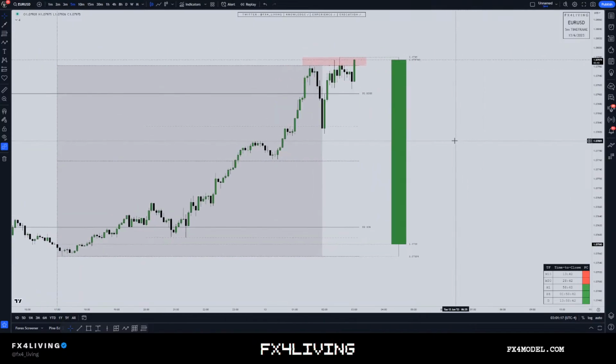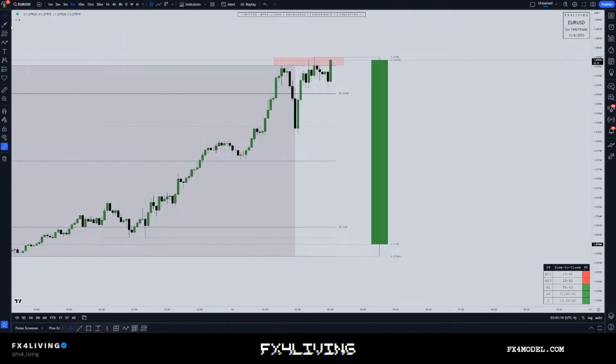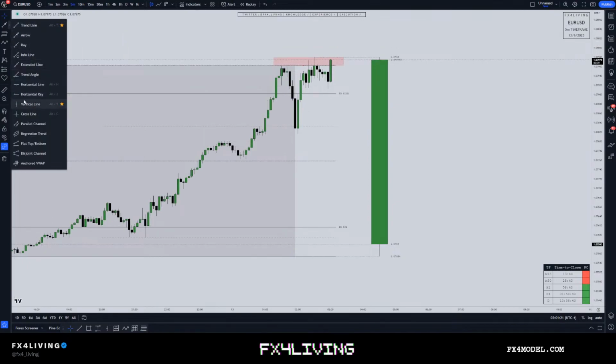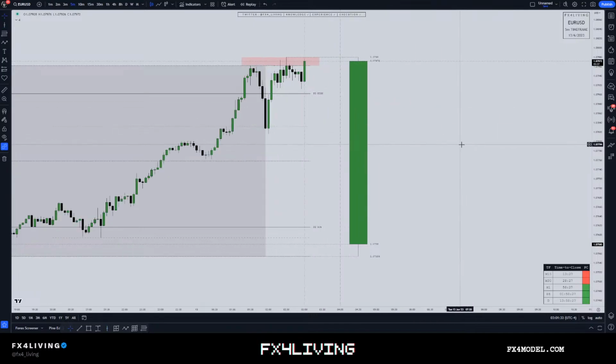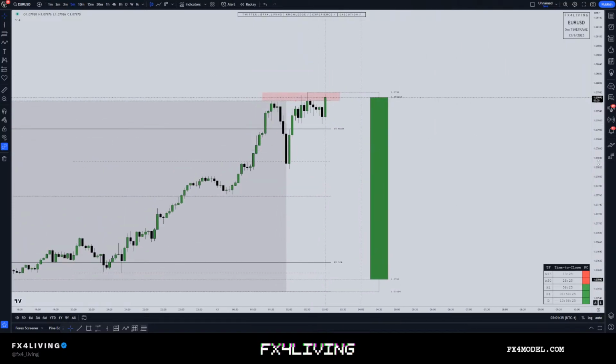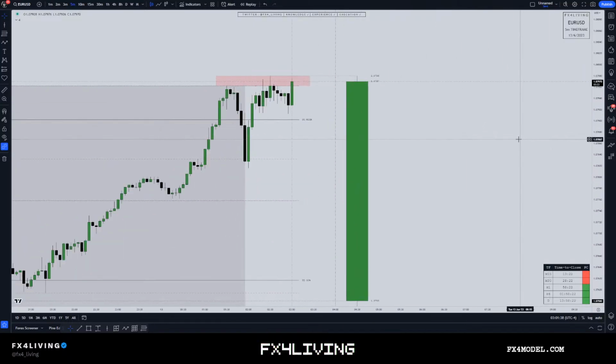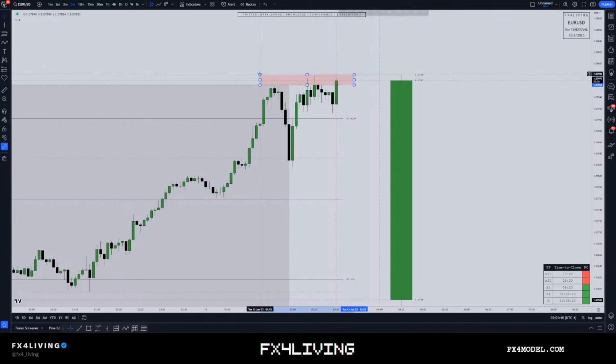All right, the hour of the silver bullet just opened, so I can put my vertical line if I want, it doesn't matter really. It's 3 a.m. to 4 a.m. This is my silver bullet window, right? Yeah, I'm waiting for now. Pretty much that.